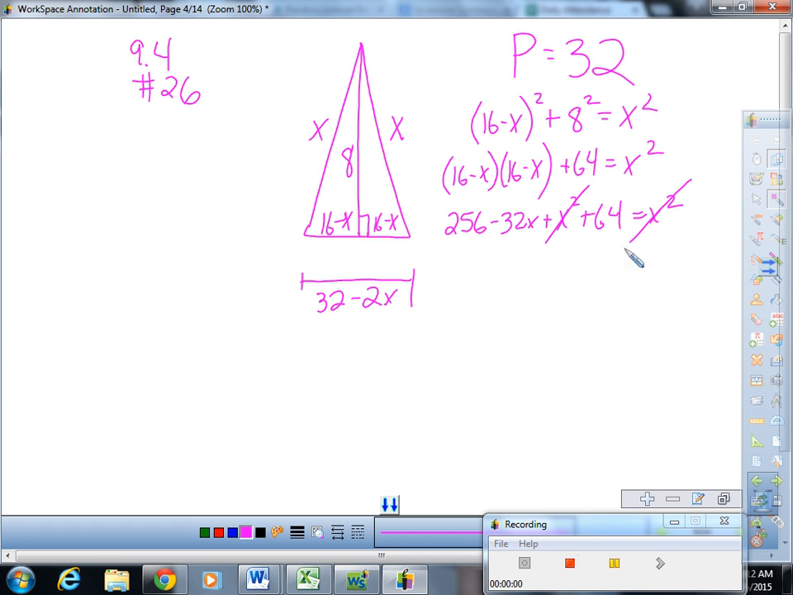Okay, 64 plus 256 is 320. I move the 32x over. x equals 10. Just saying, 8, 10, 16 minus 10 is 6.